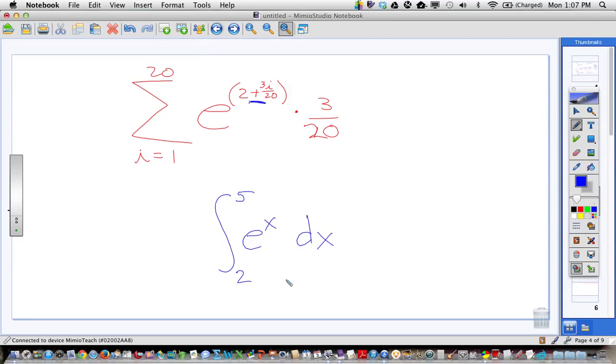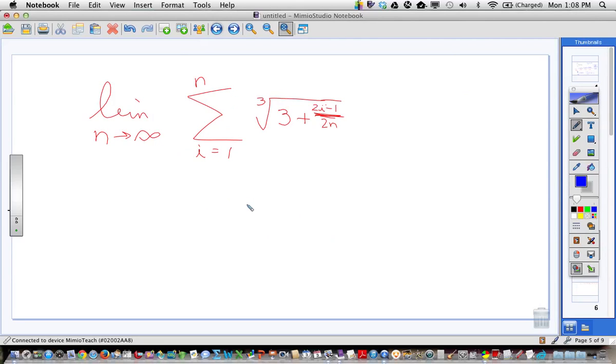And that's only because they're rights. Since they're right rectangles, your last one actually will be at the right edge. So that's 5. Or you could say the width is 3/20 times 20 rectangles. That's a total width of 3. So if it starts at 2, it's got to go to 5. Okay? All right, try that one.